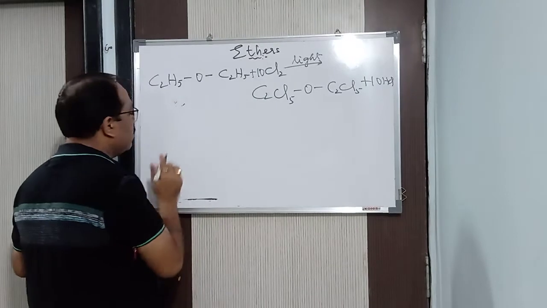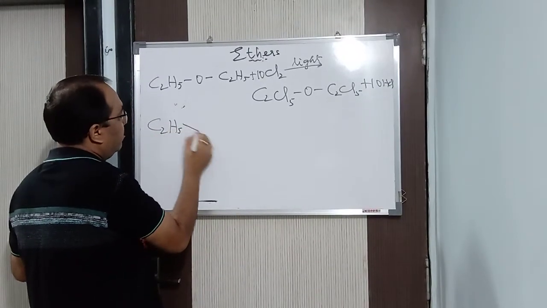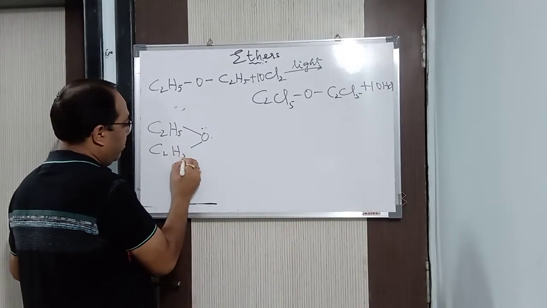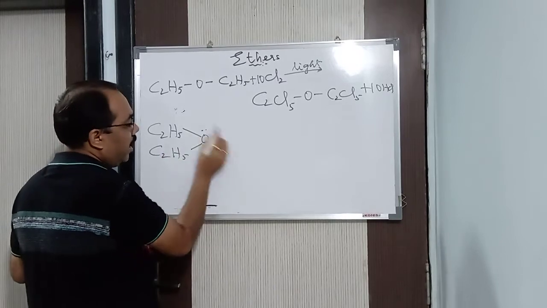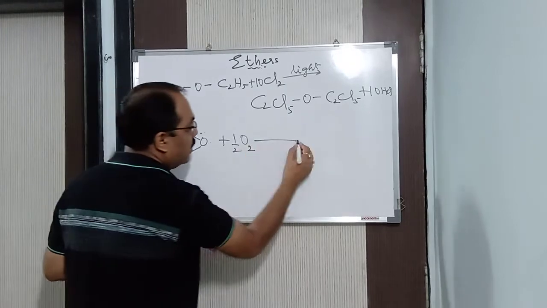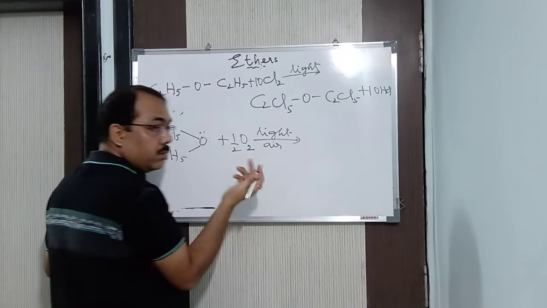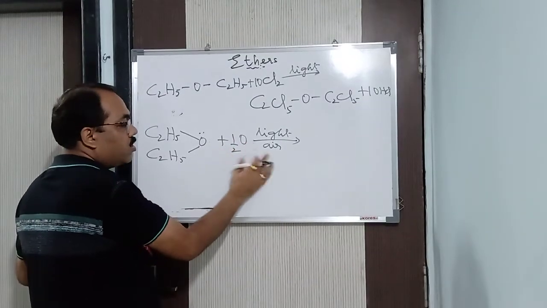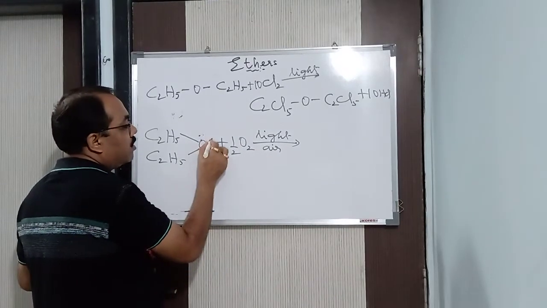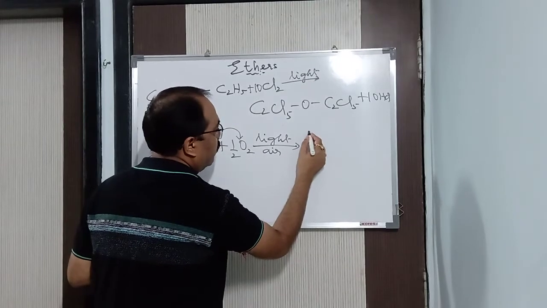Fine. Next, ether forms peroxides. C2H5, I'll write it in this way. Why, you will come to know. Then C2H5. Here it is, diethyl ether I have taken. When it reacts in the presence of light and air, this oxygen, where do I get it from? From air, isn't it? So when it reacts in the presence of light and air, light means sunlight, what will happen? This pair of electrons will go here. And what is going to happen here?